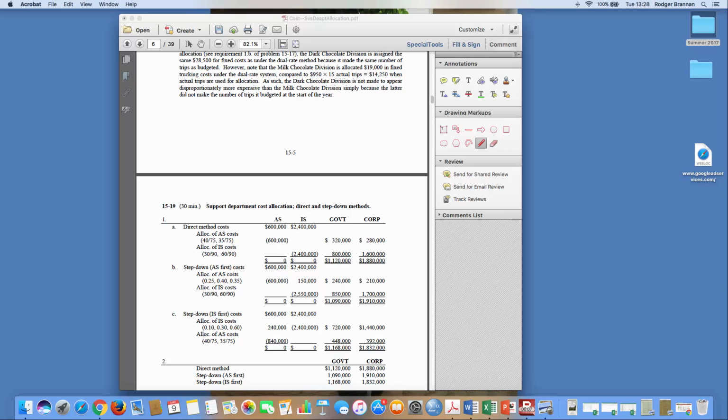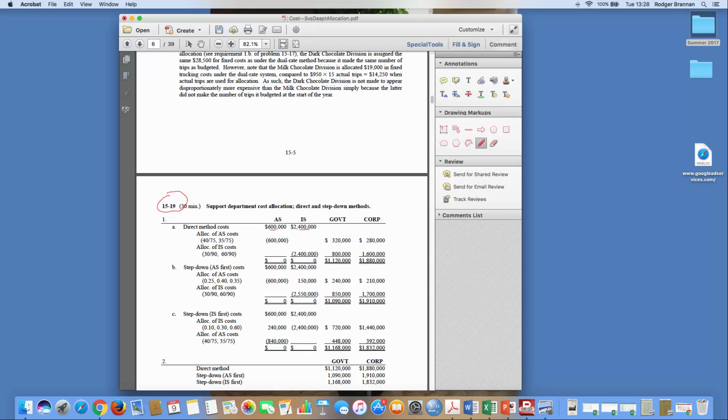Okay, well, we're going to take a look at problem number 19, which in your textbook has a little bit of a graph there or a table showing how the total cost. Now, there are a couple of things to keep in mind here. First, that each department, AS and IS here, have their own direct costs. These are costs that I can attribute directly to each of these support departments.